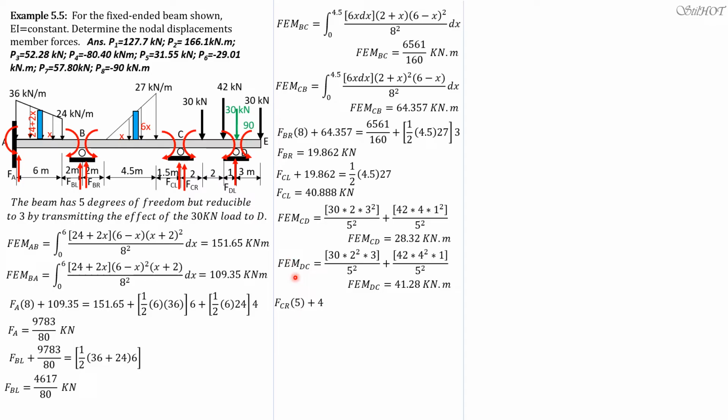For FCR, summation moment at B equals 0. FCR times 5 plus 41.28 equals 28.32 plus 30 times 3 plus 42 times 1. So FCR is equal to 23.808 kilonewtons. Summation forces Y equals 0. FDL plus 23.808 equals 30 plus 42. So FDL is 48.192 kilonewtons. So take note that we end at D because if we continue, this will be 5 by 5 and we are forced to use Excel for that case.